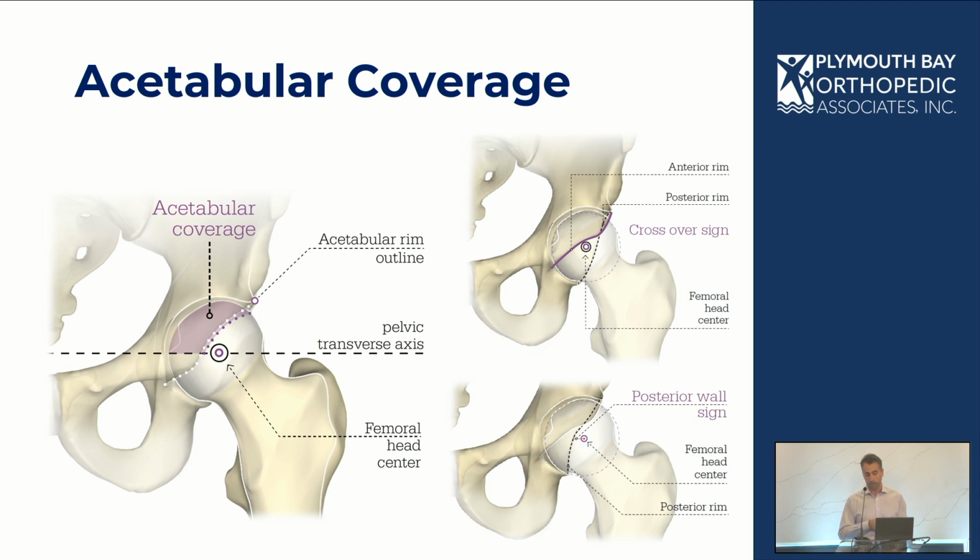General acetabular coverage, this is percentage-wise. The crossover sign in the upper right corner is essentially if the anterior and posterior wall are intersecting, and that's usually associated with general retroversion of the socket. Posterior wall sign will generally show undercoverage posteriorly, and then on the left side, the coverage is calculated as a percentage. And if less than 65% is covered by the femoral head, that's indicative of dysplasia.